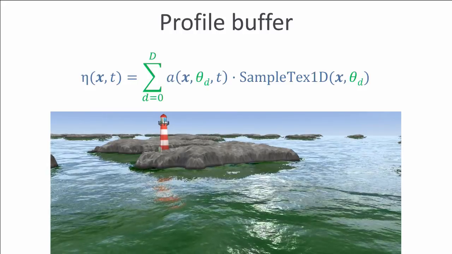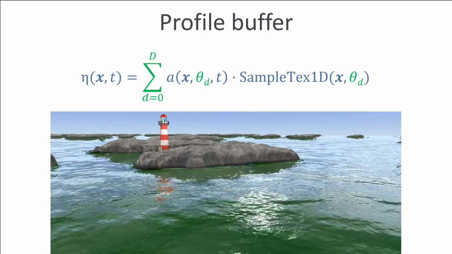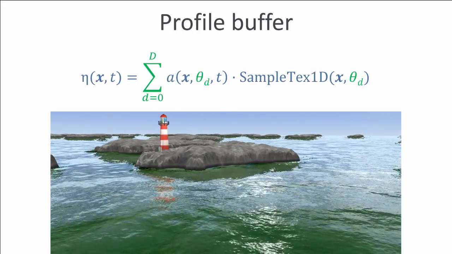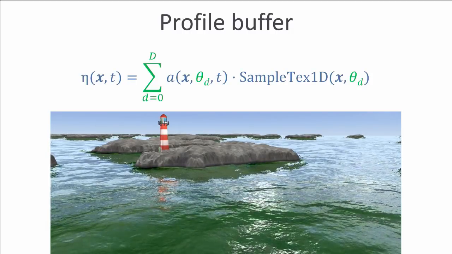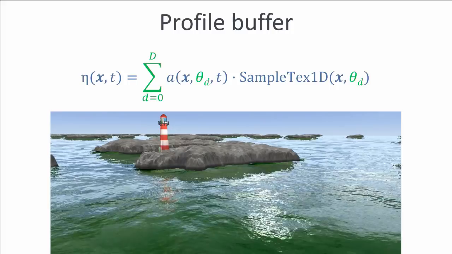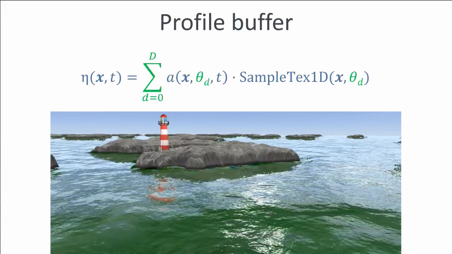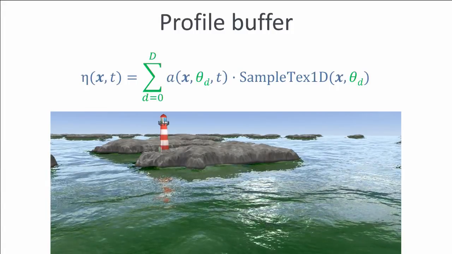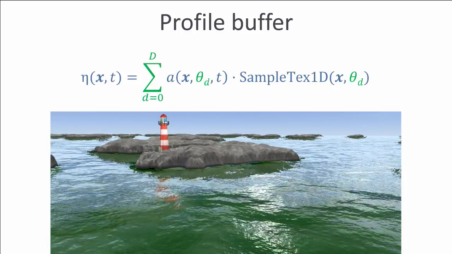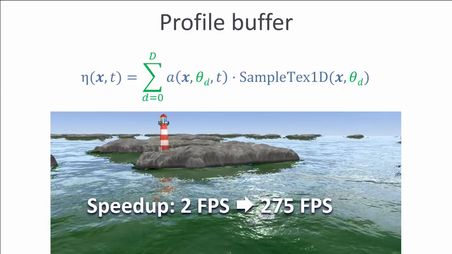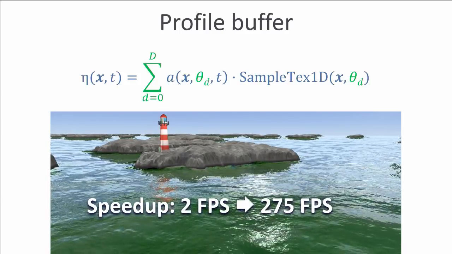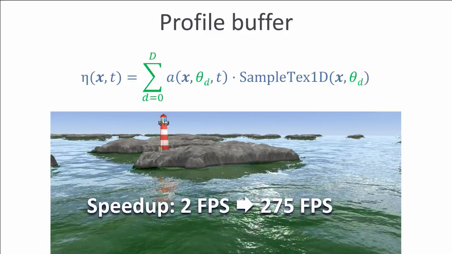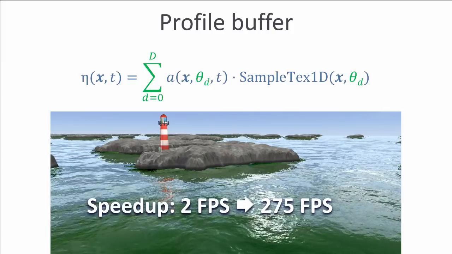We can reuse this profile buffer for a number of wave directions, and this gives us this nice ocean here. This assumes some separability of the amplitude function, and in the paper we talk about why this makes sense or why this is reasonable to assume. In this case, the profile buffer gave us a speedup of more than 2 orders of magnitude. So this is actually the key why the whole thing is running interactively.